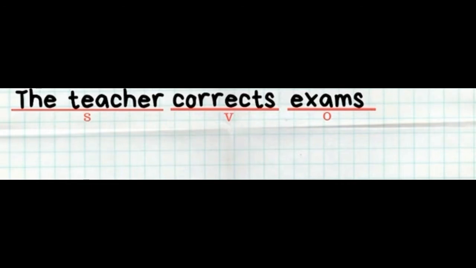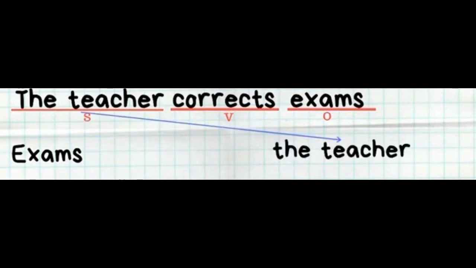The first thing we are going to do is take exams, the object in this sentence, and put it in the first place in the sentence. Then we are going to take the teacher and put it at the end of the sentence. We're going to add by to connect the teacher with the rest of the sentence. If we have one verb in one word, we are going to add another. If we have two words, we are going to add another, and that makes three. So in this example, that is just one word, we are going to add another word.